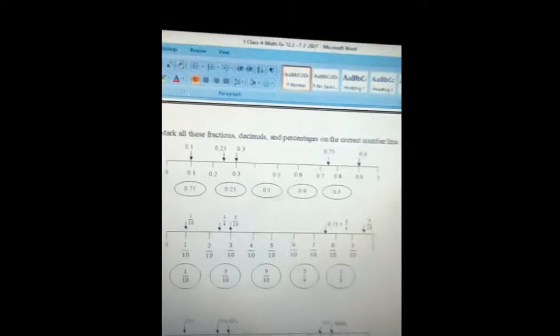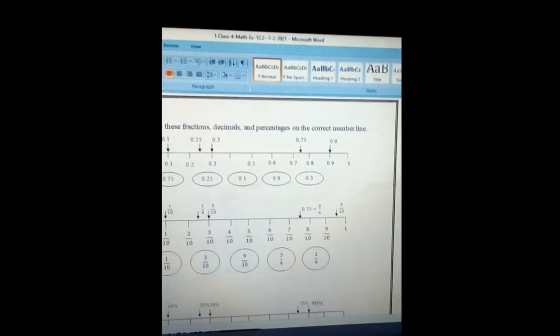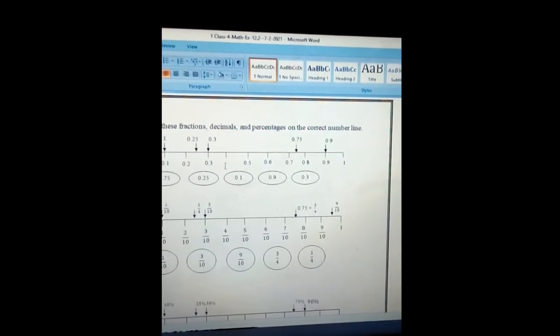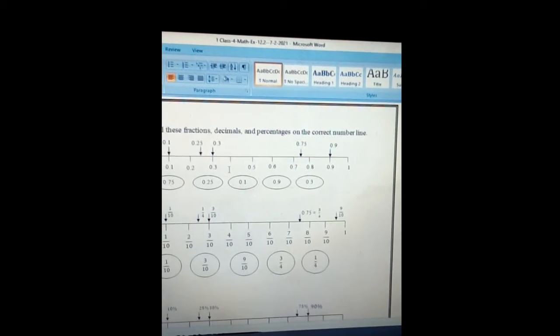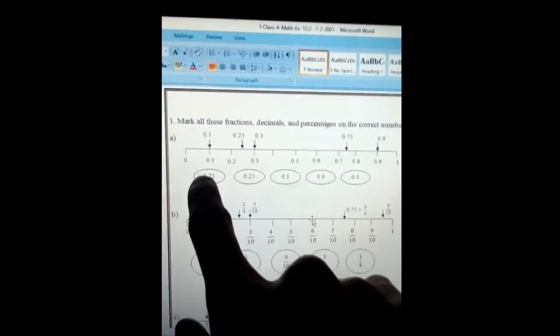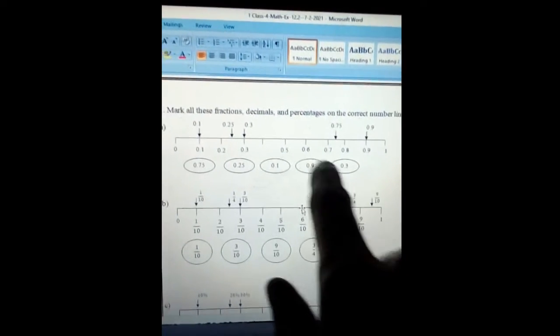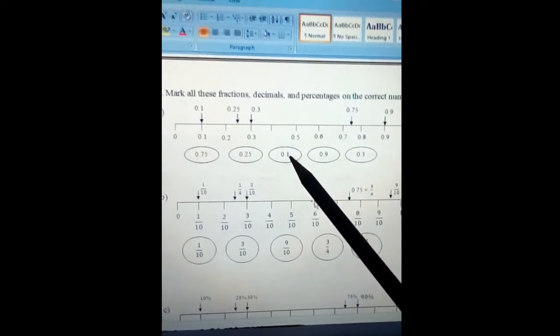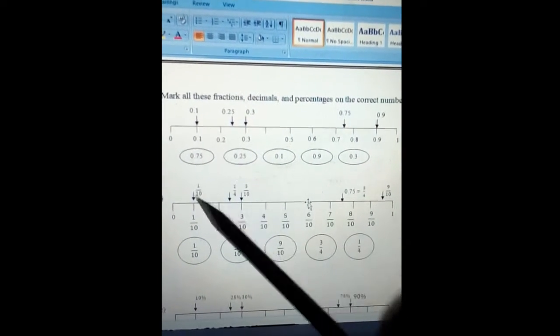Over here it will be 0.4. So we'll write all the decimals over here and select all the decimals, and according to the numbers' alignment we'll put down the decimals. Over here we've got 0.1, so we'll put an arrow and write 0.1. This number will go over here.